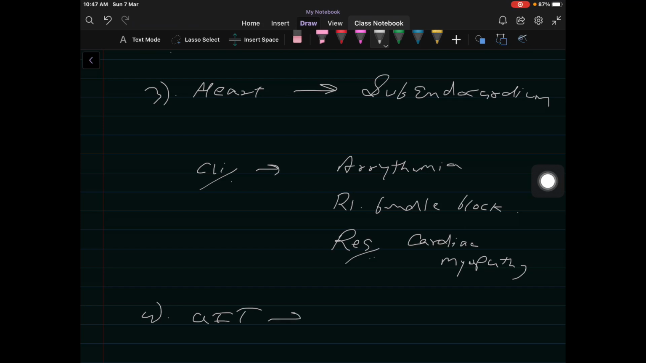The fourth organ involved is the GIT, the gastrointestinal tract. The most common part here will be macroglossia, that is the tongue. Macroglossia is the clinical manifestation.